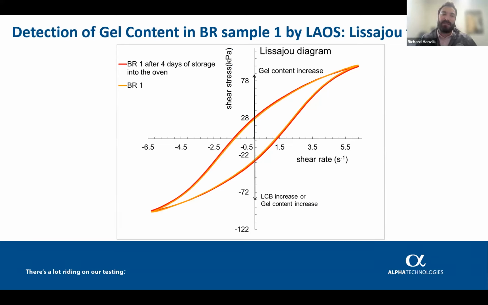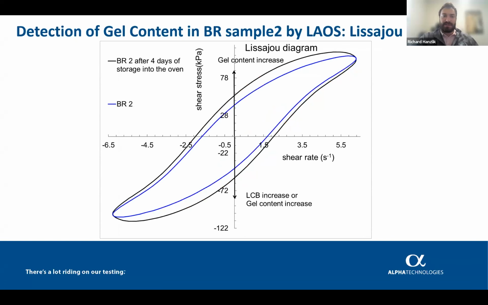Here we did the BR1 straight out of the production process and 4 days after storage in the oven, so 4 days of heat aging. And we don't see a very large difference between the Lissajous plots. That center line isn't changing a whole lot. However, on the BR2, after 4 days of heat aging, we see that the gel content starts to increase.